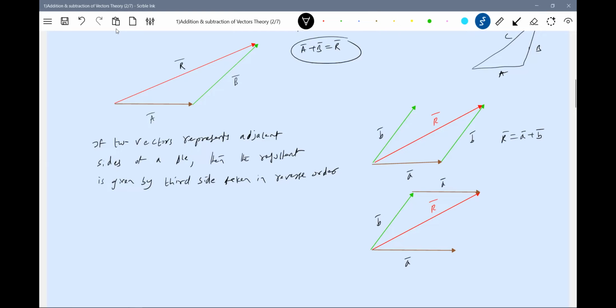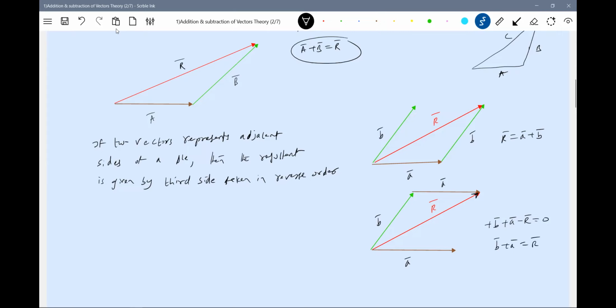But what we are going to do, we are going to add up. I'll move from tail to head plus b bar, then tail to head plus a bar, then head to tail minus r bar equal to 0, or b bar plus a bar equal to r bar.